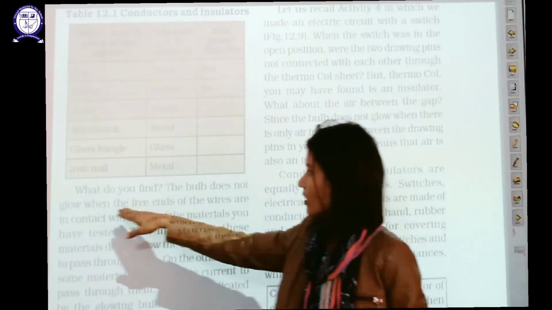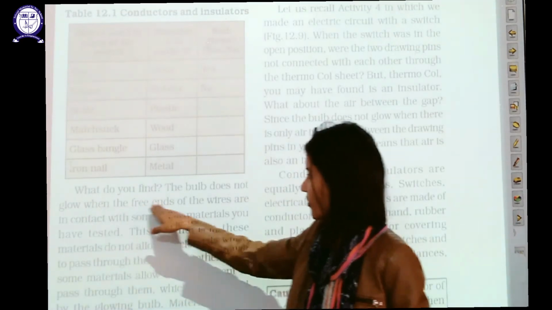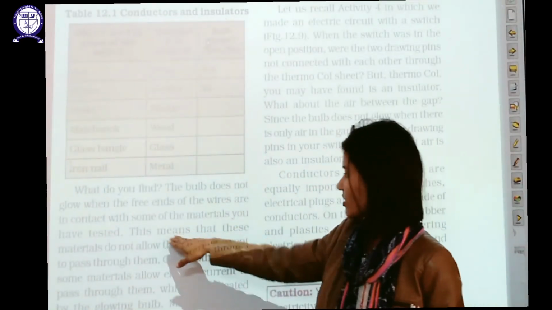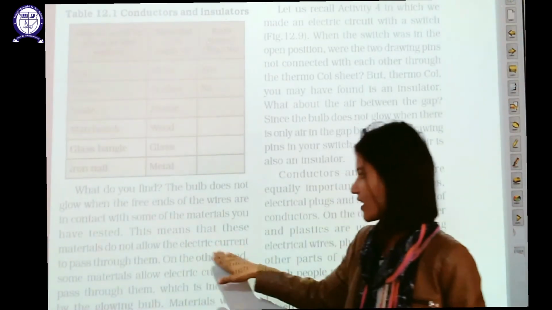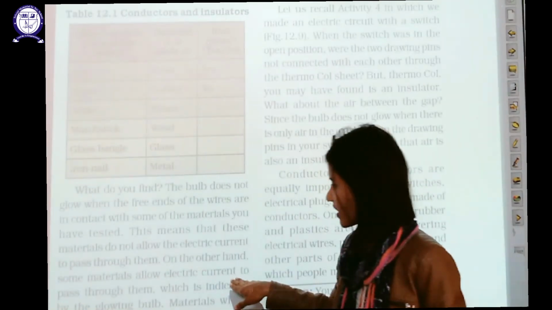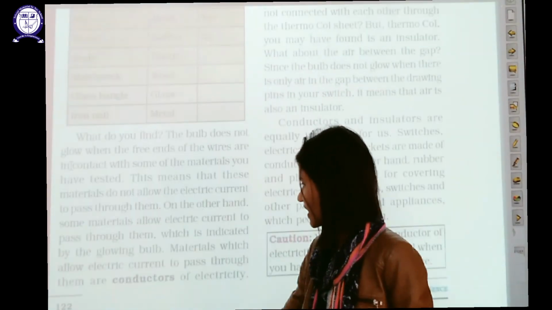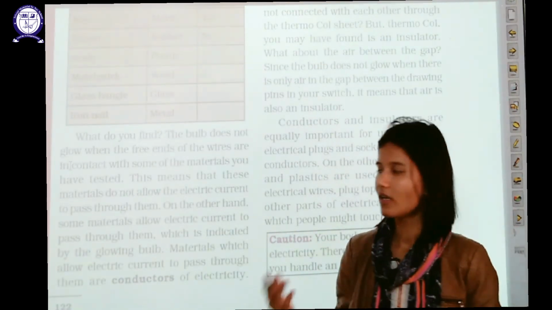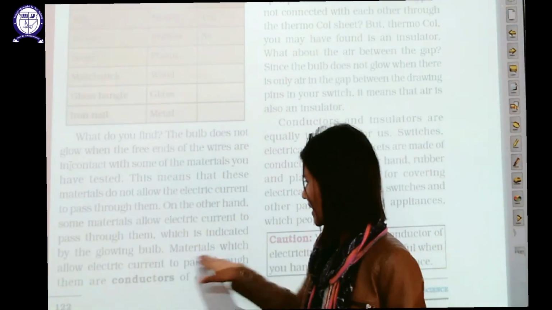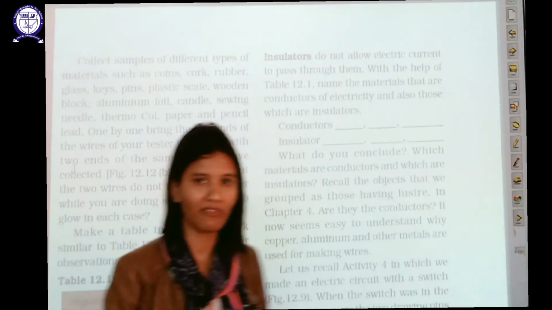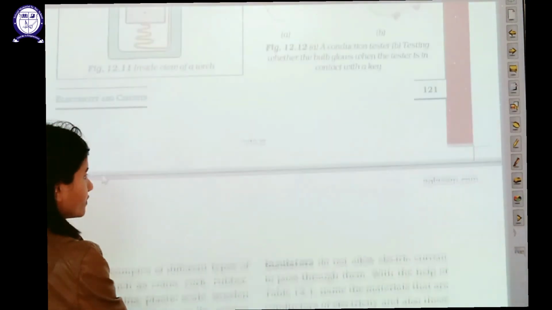The bulb does not glow when the free end of the wire are in contact with some of the material. This means this material do not allow electric current to pass through them. On the other hand, some material allow electric current to pass through them, which is indicating that particular material is conductor or insulator. Okay, material which allow electric current to pass through them are conductor of electricity and vice versa.